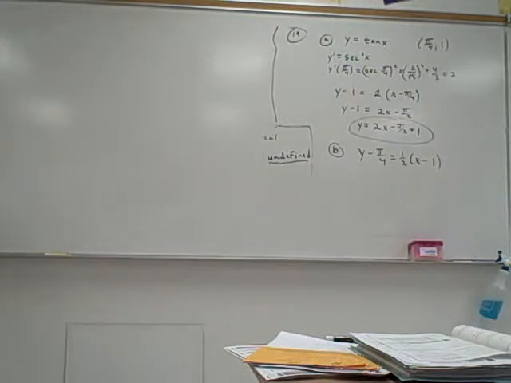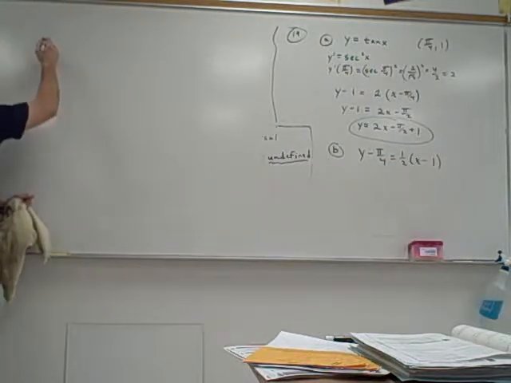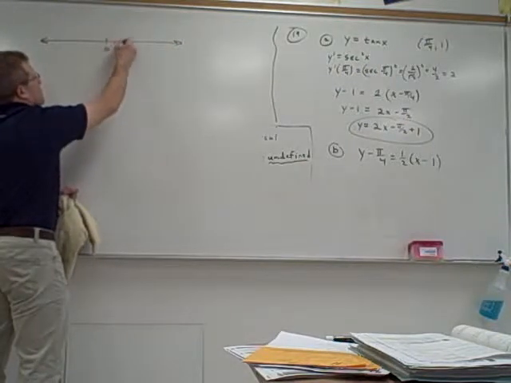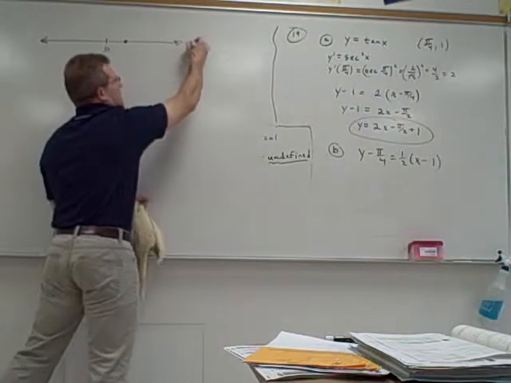So you've got a particle. It's moving along a line, along the x-axis. So let's say this is the x-axis, and let's say this is 0. Got some particle moving back and forth on the x-axis.